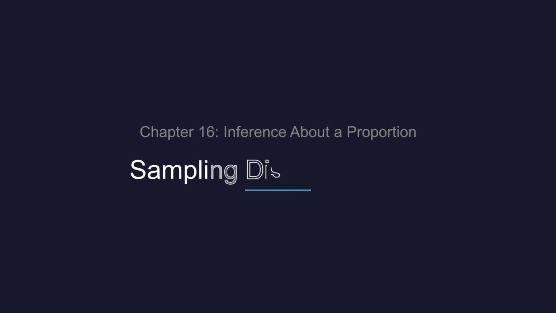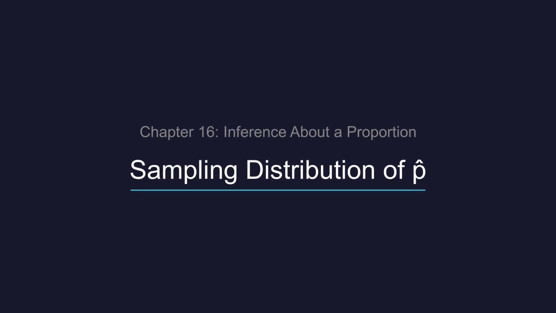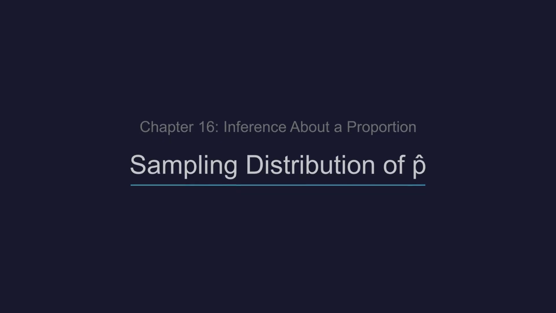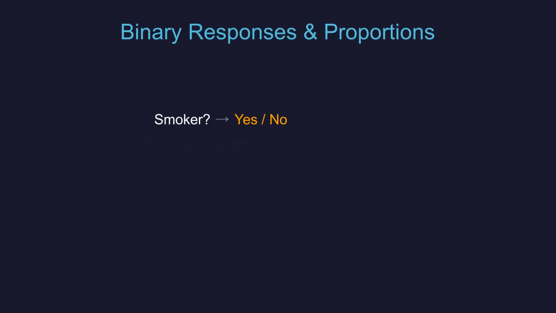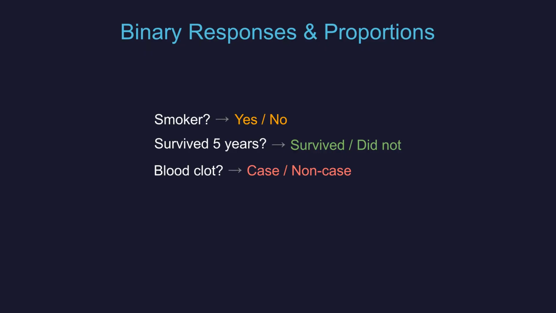The sampling distribution of p hat. Let's see how sample proportions behave. When we have a binary response variable, each observation falls into one of two categories. For example, a person is either a smoker or not. A patient either survived 5 years or didn't. A subject either developed a blood clot or didn't.